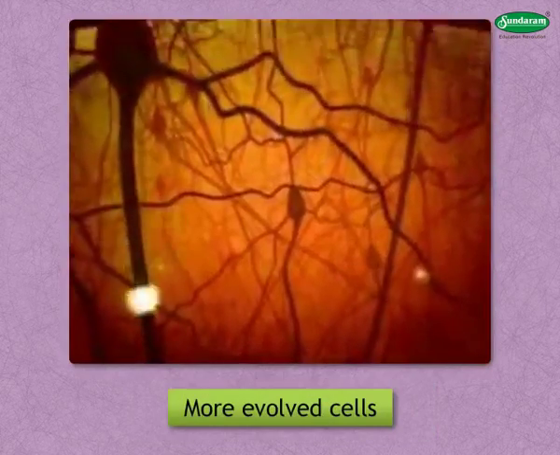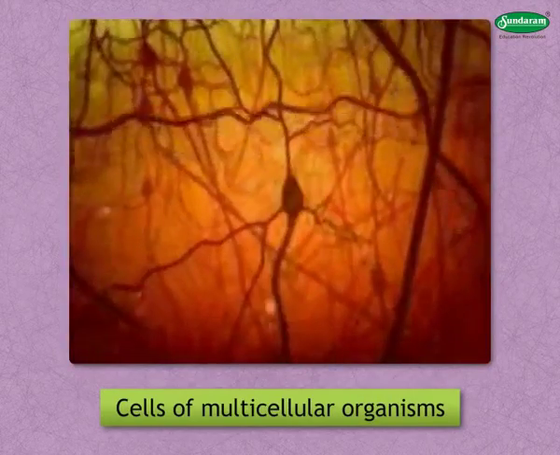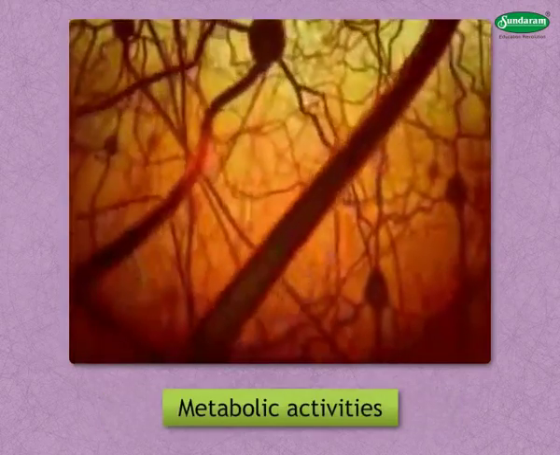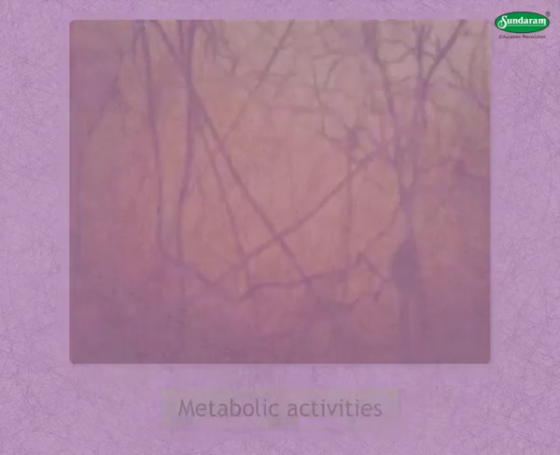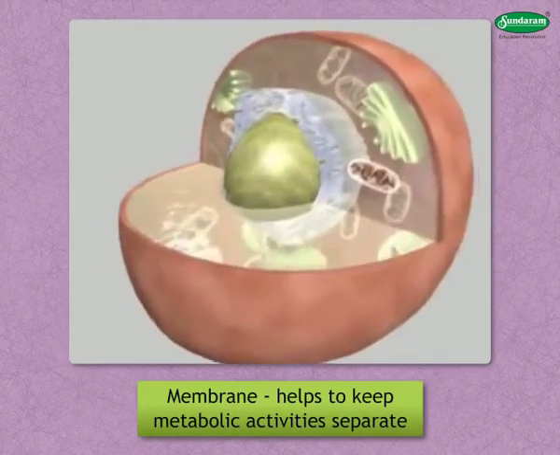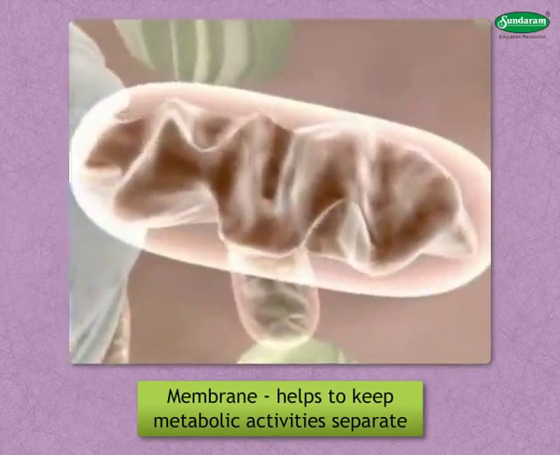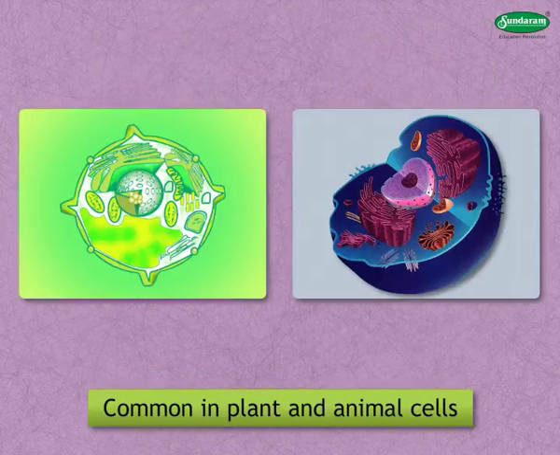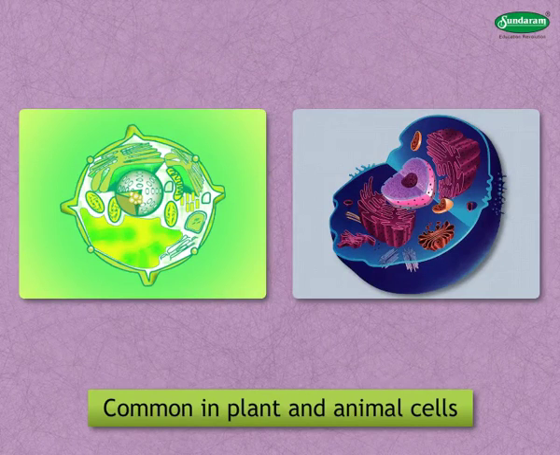More evolved cells and cells of multicellular organisms have to carry out a great deal of metabolic activities. The membrane of each organelle helps to keep these activities separate. Most of these organelles are common in plant and animal cells and carry out the same function. Students, let us see each of them one by one.